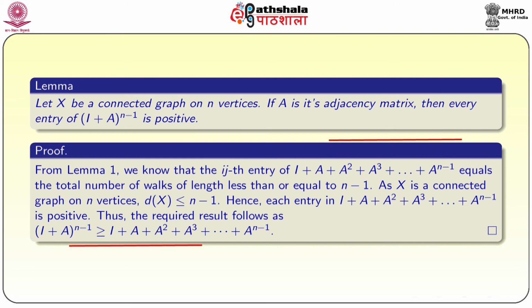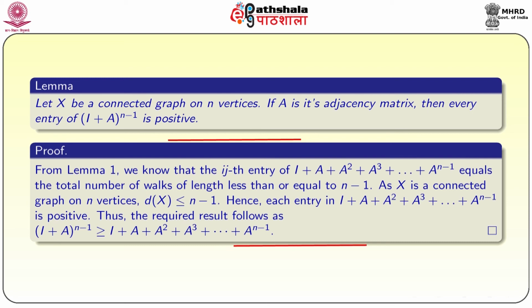From Lemma 1 we see that the ijth entry of I plus A plus A squared and so on up to A to the power n minus 1 equals the total number of walks of length less than or equal to n minus 1. In that lemma we proved that the ijth entry of A to the power k gives the number of walks of length k from i to j, but now we are adding A squared, A cube and so on up to A to the power n minus 1, including I. So it gives the total number of walks of length less than or equal to n minus 1. As X is a connected graph on n vertices, the diameter of X is less than or equal to n minus 1, hence each entry of I plus A plus A squared and so on up to A to the power n minus 1 is positive.